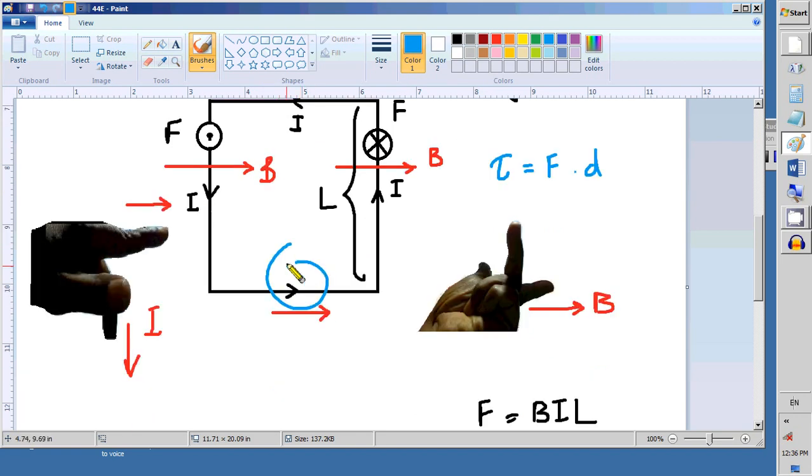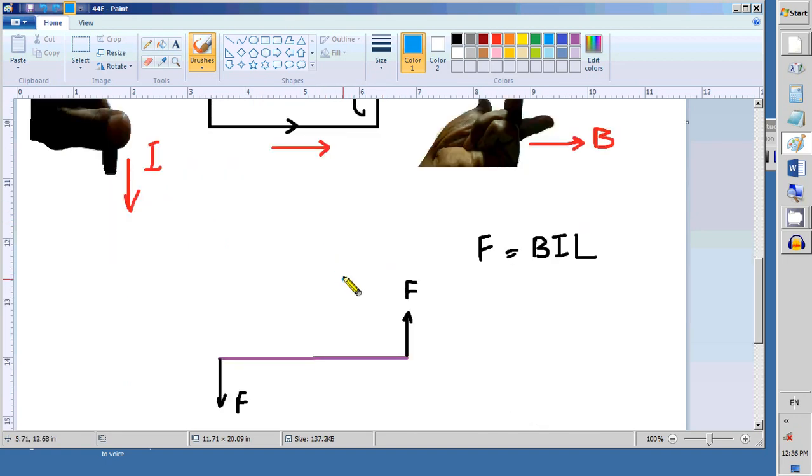And the same thing happens here. There's no force acting on this wire as well. So therefore only these two we have to consider.